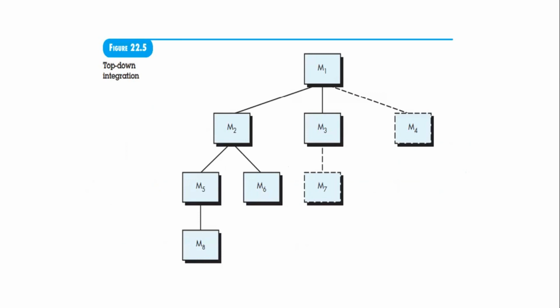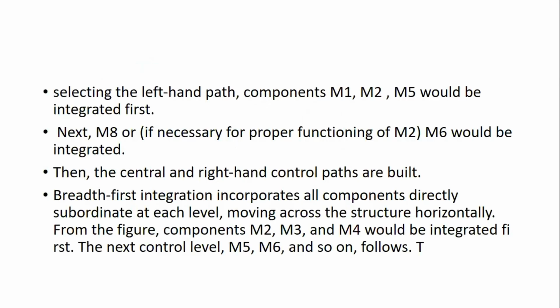If you are opting for the depth first search, from M1 we'll be selecting M2, then M5, then M6 or M8. Likewise, we'll be selecting the modules for integration. If you are selecting the modules in the breadth first manner, first we'll be selecting M1, then M2, M3, M4, and this goes on. Selecting the left-hand path, components M1, M2, M5 would be integrated first, then M8 or M6 would be integrated, and then the central and the right-hand control paths are built.